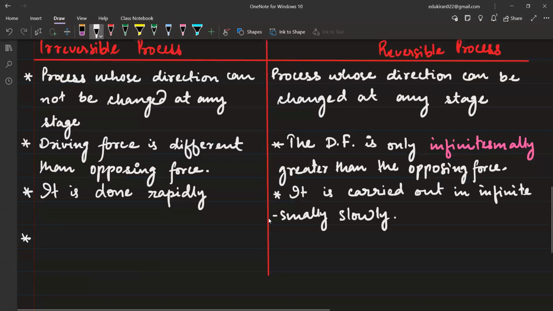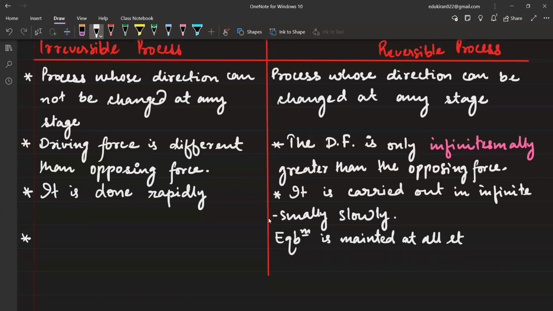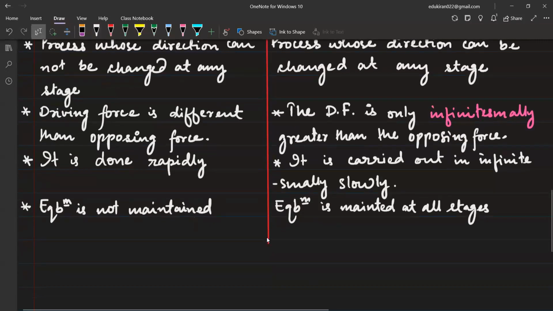We will say equilibrium is maintained at all stages. Here I can say equilibrium is not maintained. Obviously, if the driving force and opposing force are vastly different, then how will equilibrium be maintained? Equilibrium is not maintained. बात समझ में आ रही सबको, हाँ या ना अभी तक? हाँ जी, Yes, sir.